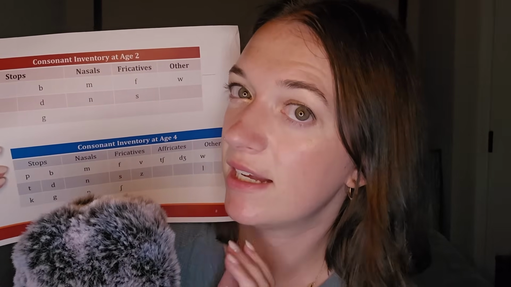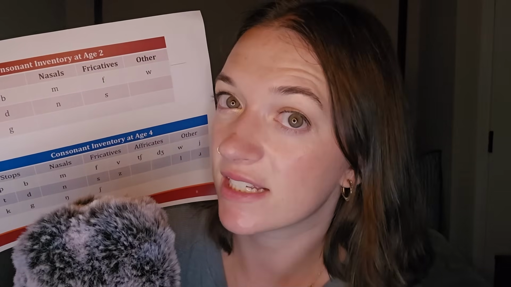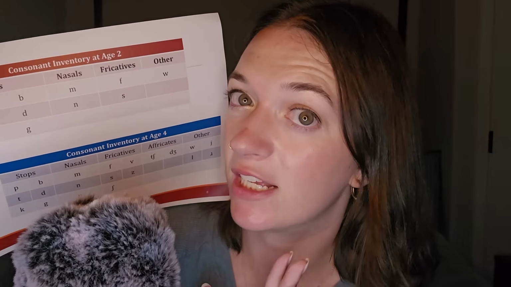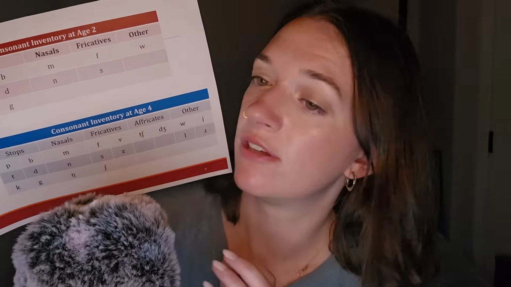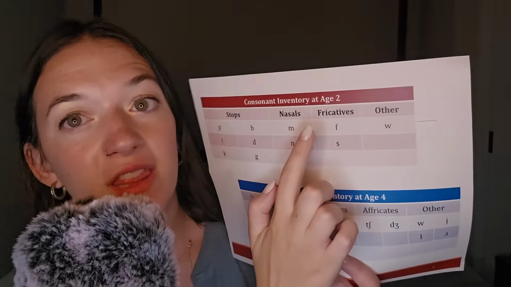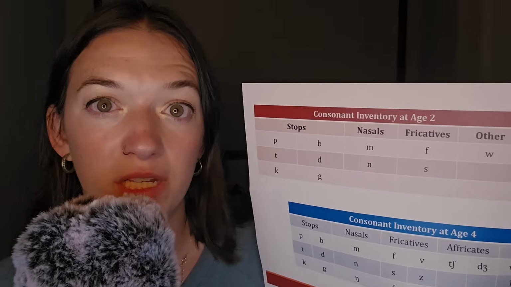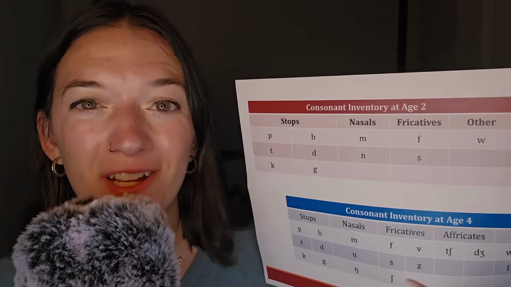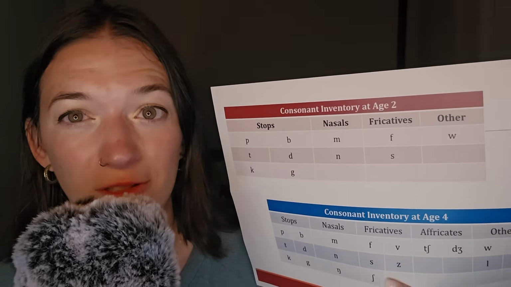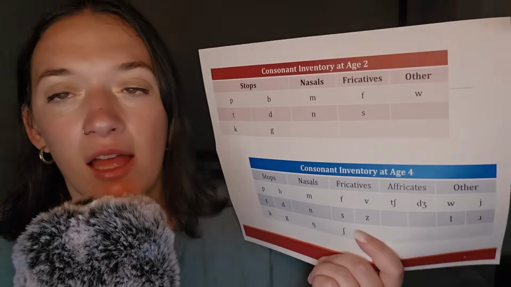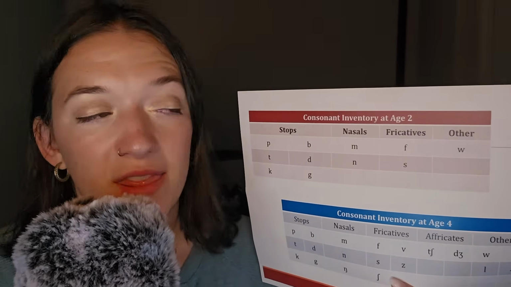So we can see the consonant inventory at age 2. This is now for English-speaking children. Not every child will acquire these exact sounds. For example, the F sound is present in English but not present in Korean. So a Korean-speaking child would not acquire the F sound by age 2. However, they would have acquired different sounds that are present in what will become their native language.